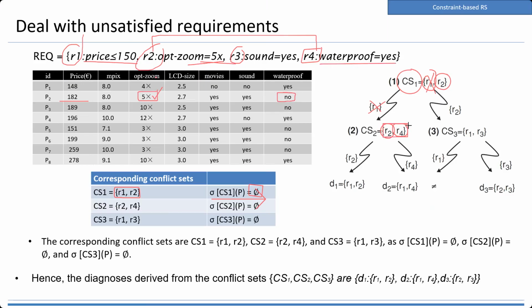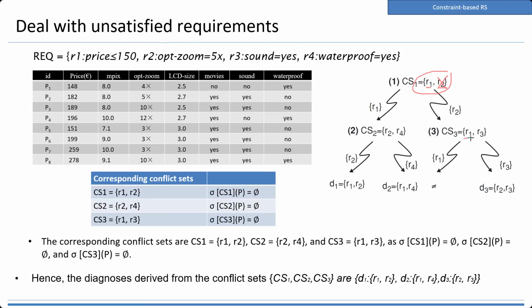Then from this one, we can take a look more. For example, if I include or exclude R2, and so on. From the first, we can also consider another solution, because I know that R1 and R2 can produce an empty solution. Then let's try to remove R2.